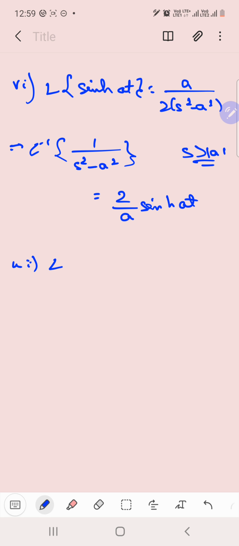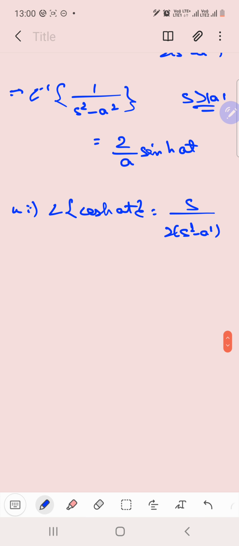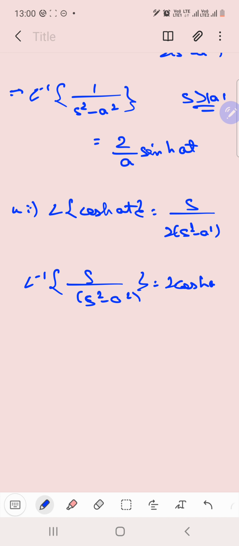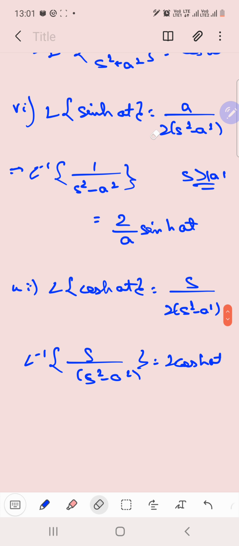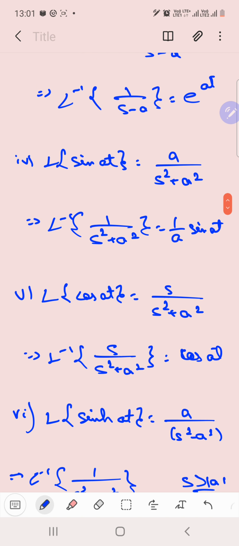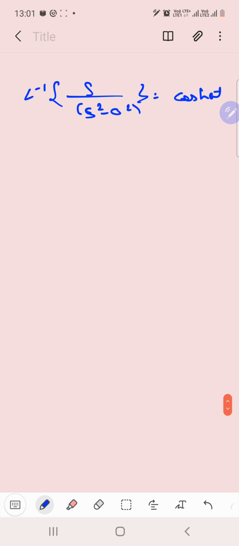Similarly, Laplace transform of cos hyperbolic at gives you s over s square minus a square. So inverse Laplace transform of s over s square minus a square will be cos hyperbolic at. Oh, wait a minute, there won't be a 2 here, I'm sorry, the 2 will eventually get cancelled, so there won't be any 2 here. Got it? Clear? So these are all about the inverse Laplace transforms.